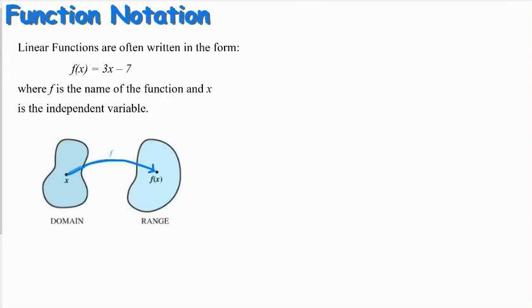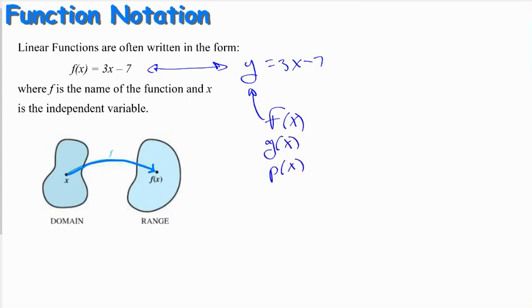So linear functions are often written in the form f of x equals 3x minus 7, where f is the name of the function and x is the independent variable. This is exactly the same thing as y equals 3x minus 7. We've just changed the name of y to a function name instead of a variable name. You can call it g of x, you can call it p of x, and that gives us a very useful tool where we don't have a bunch of y's that we're graphing in an equation.